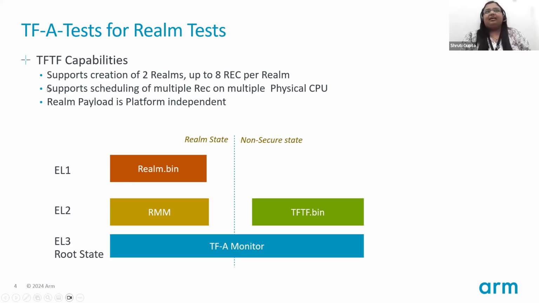These are the current capabilities: we support creation of 2 realm payloads, and each of these realm payloads can have up to 8 RECs, a realm execution context or vCPU. So it supports up to 8 vCPUs per realm. We also support scheduling each of these RECs on multiple physical CPUs. And the realm payload is designed to be platform independent so that it can be ported across various platforms.